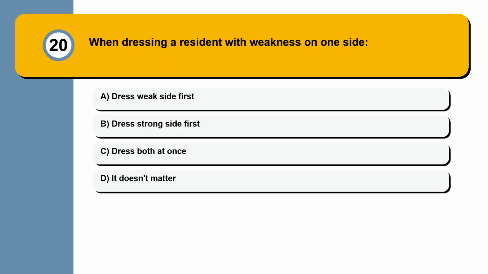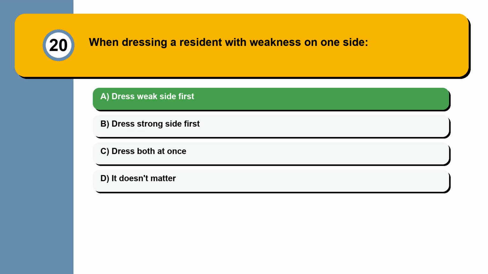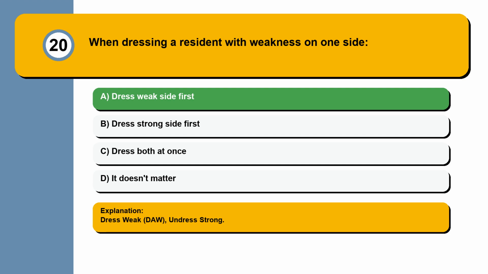Question 20. When dressing a resident with weakness on one side. Dress weak side first. Dress strong side first. Dress both at once. It doesn't matter. Dress weak, undress strong.